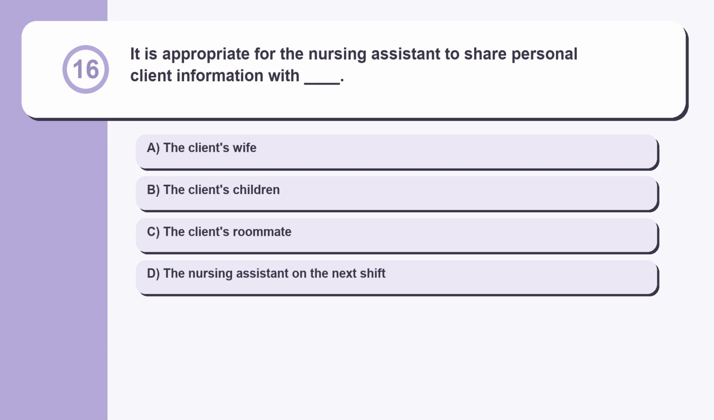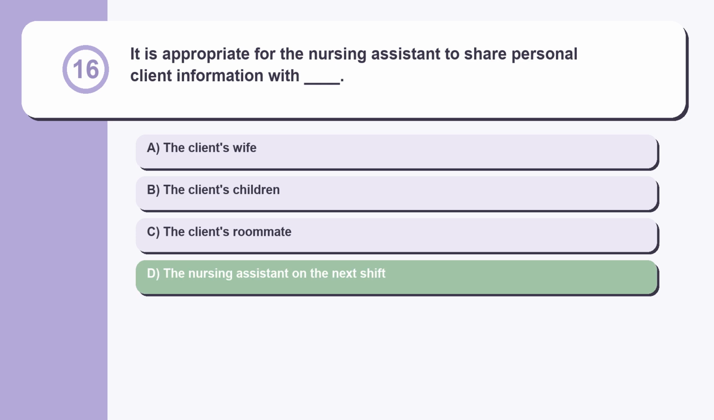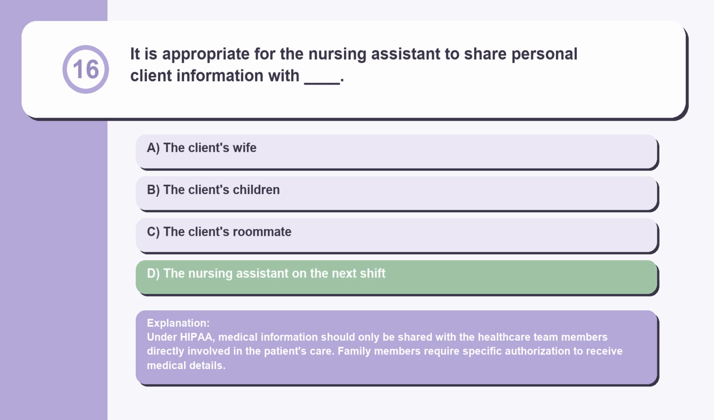Question 16. It is appropriate for the nursing assistant to share personal client information with: the client's wife, the client's children, the client's roommate, the nursing assistant on the next shift. Under HIPAA, medical information should only be shared with the healthcare team members directly involved in the patient's care. Family members require specific authorization to receive medical details.